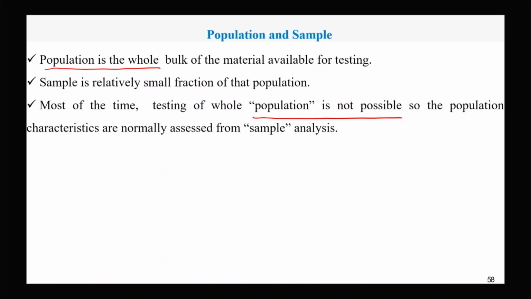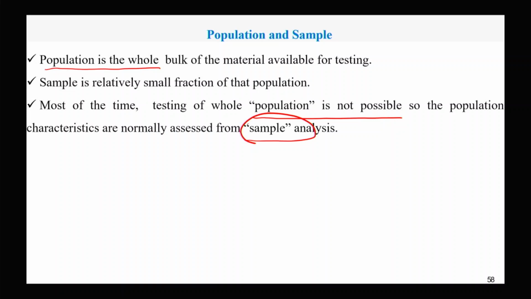For that, what we do, we assess the sample distribution. We can only do the whole population where the number of samples is small. Suppose I have got 10 apples and I want to know the average mass of the apples.